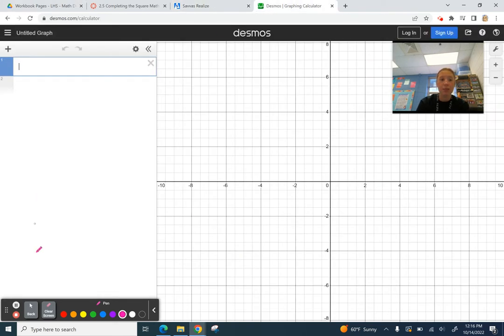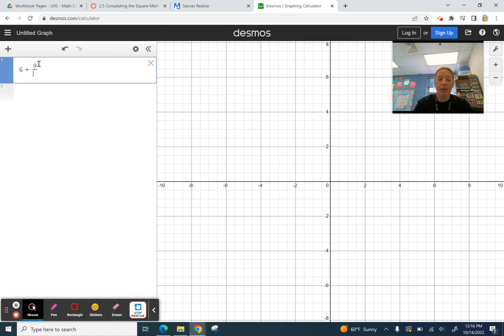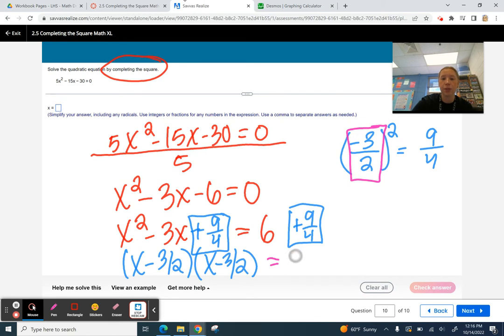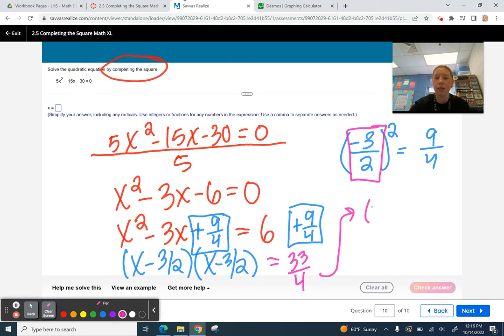Now, I could do this in my head, but I don't necessarily have to. 6 plus 9 divided by 4 is 8.25, but I could turn it into a fraction by pushing this button right here. 33 over 4. Now I'm going to bring this over here. Remember, x minus 3/2 times itself is the same thing as squaring it, which is 33 over 4.